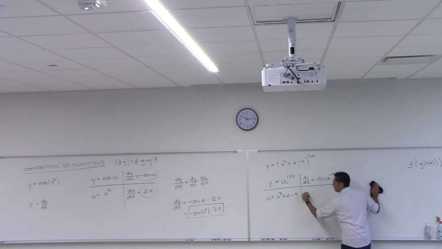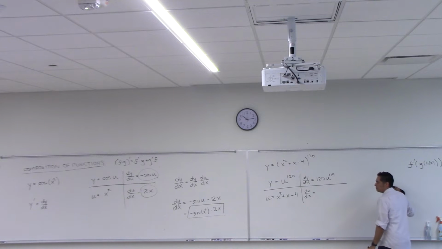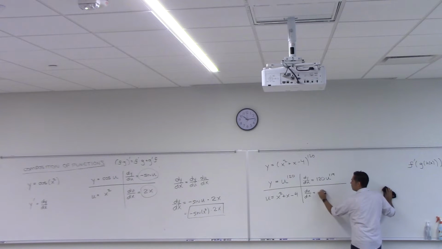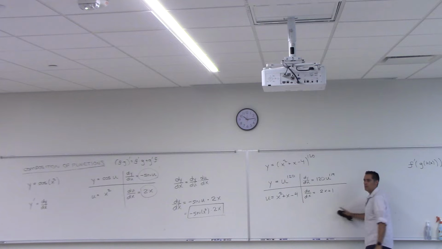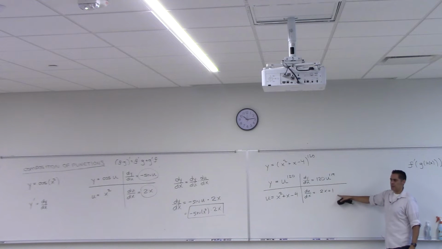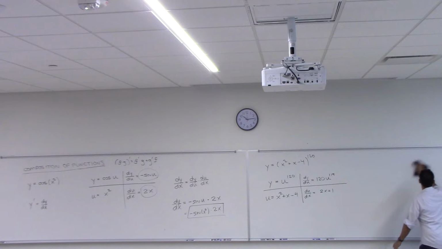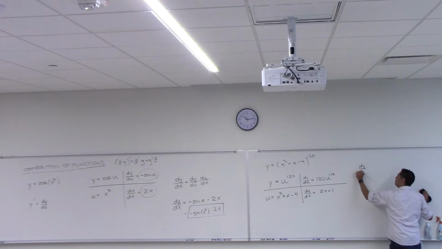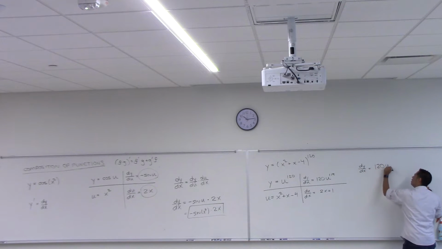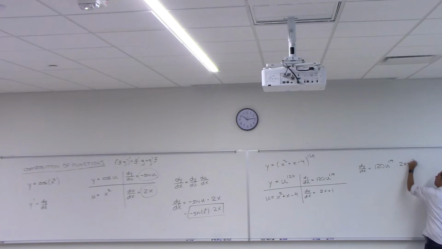And then the derivative of this, derivative of u with respect to x, would be what? 2x plus 1. Right? Take derivative of that, you get 2x plus 1. Our answer is this times this. So the final answer here, dy dx, or y prime, you can just write y prime here, is 120 u to the 119 times 2x plus 1. I have to add that in parentheses because there's two terms there.